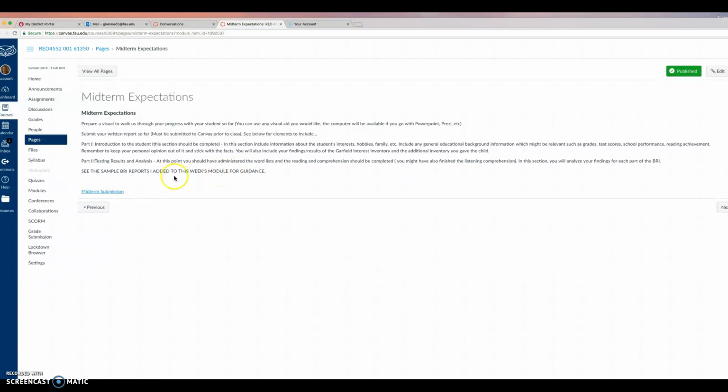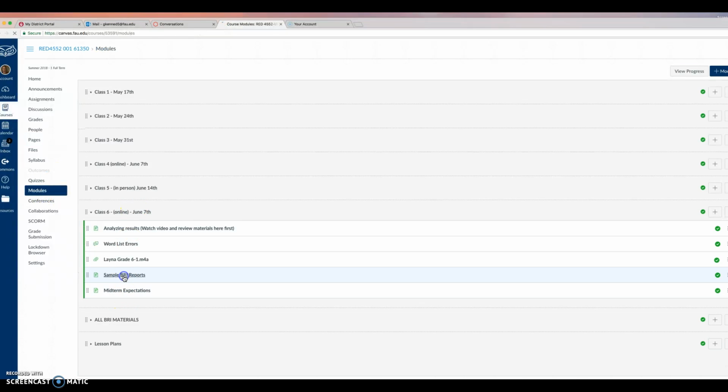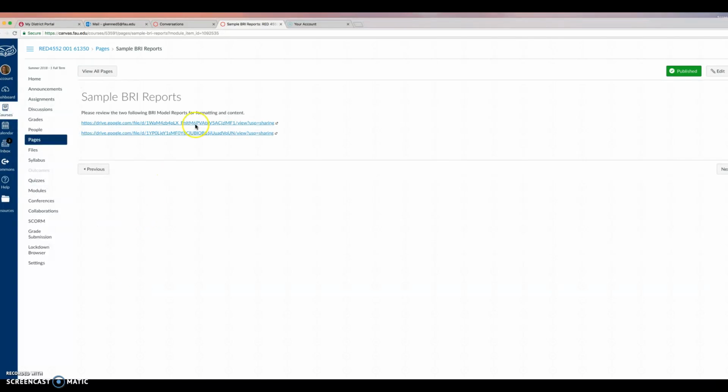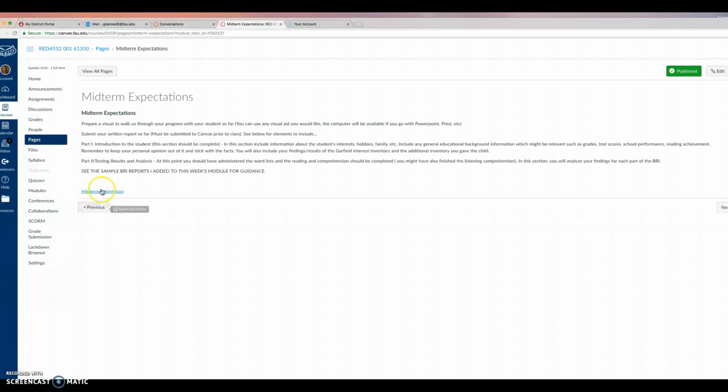And I did post 2 samples. So if you look here, you'll see sample BRI reports. These were 2, I would say, pretty good examples of what the final report would look like. So the end result, your end case study. So just look at part 1 and part 2 of the samples for now. And that's what you want to model your own writing around. And you can see in the module, there's a place to submit your midterm.